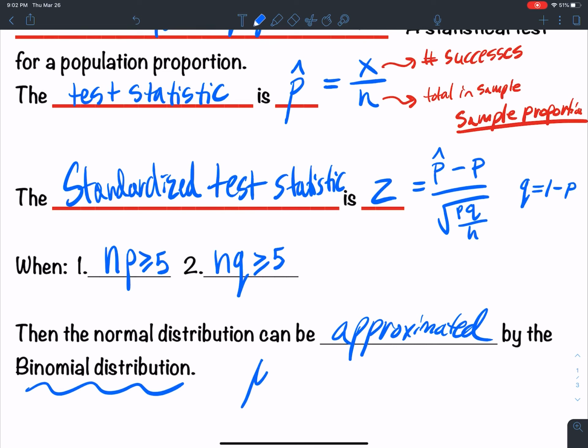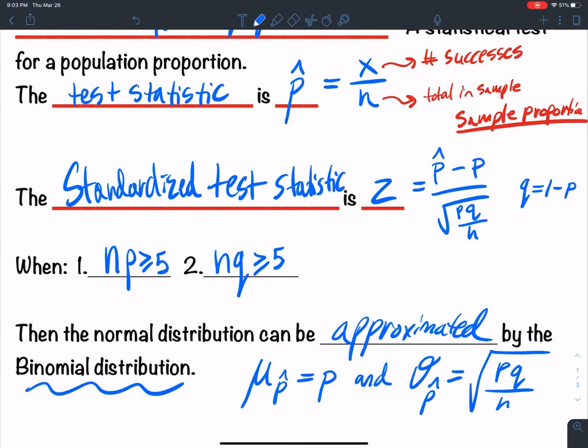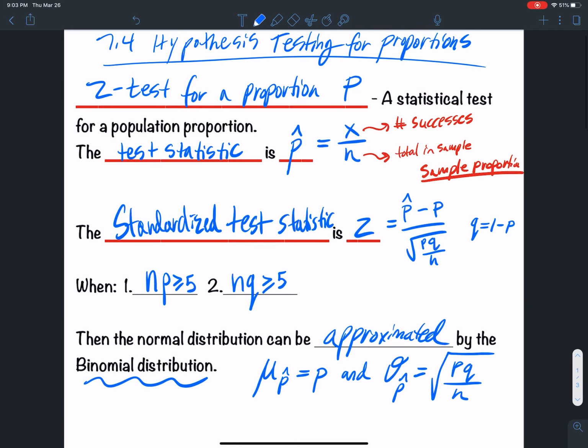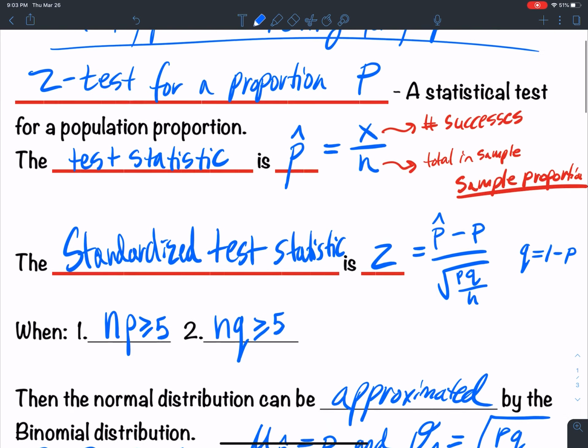So the mean of the sample proportion is equal to the proportion p, and the standard deviation of the sample proportions is equal to the square root of p times q divided by n. So that's our formula, and there's our test. Okay, so we're going to work through an example using the proportion.